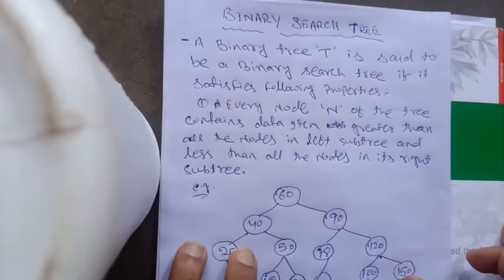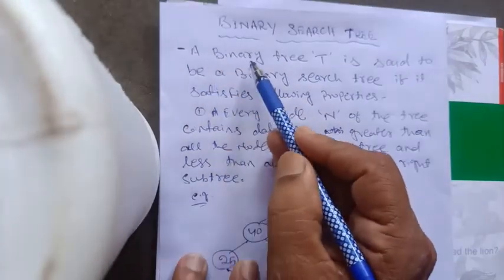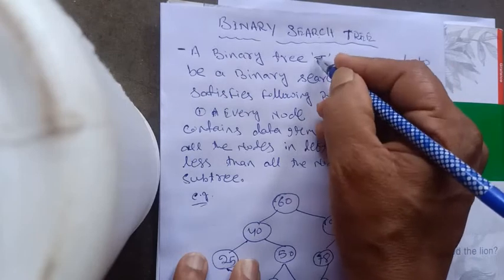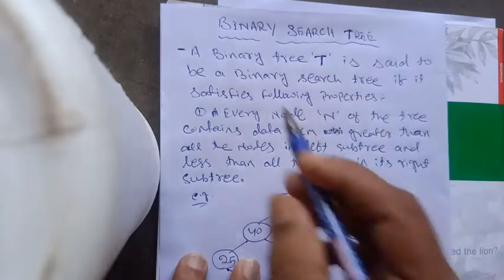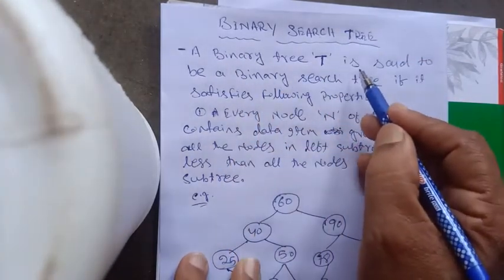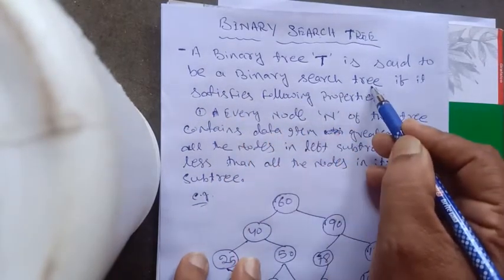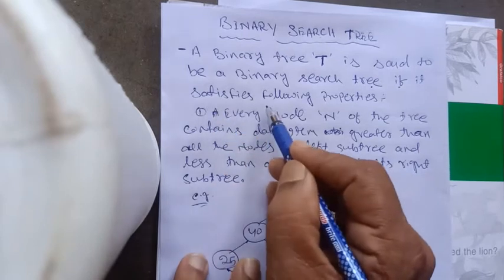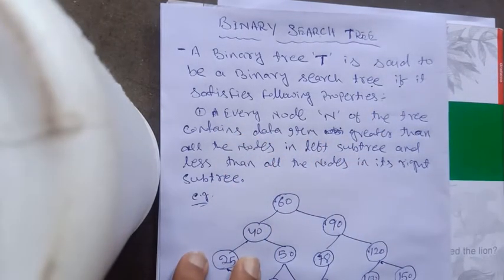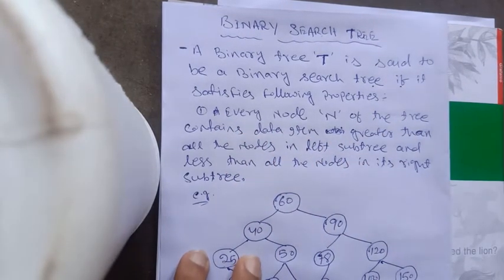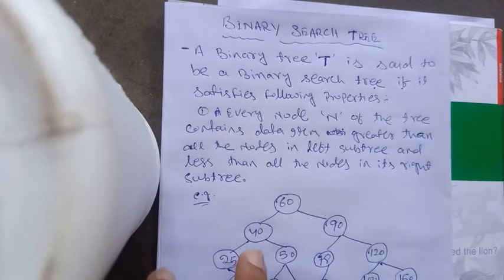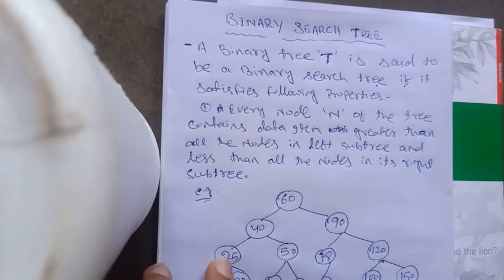Now, a binary tree T. Let's say T is a binary tree. A binary tree T is said to be a binary search tree if it satisfies the following properties. So in order for a binary tree to become a binary search tree, it must satisfy some property. And what is that property?